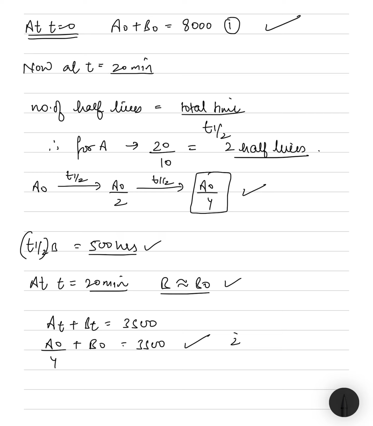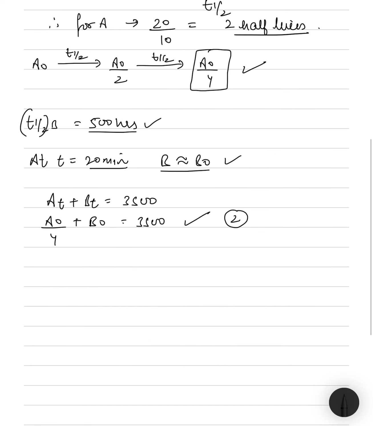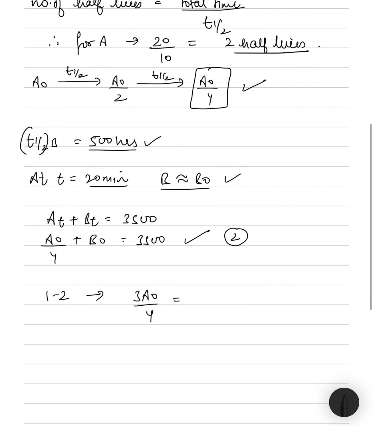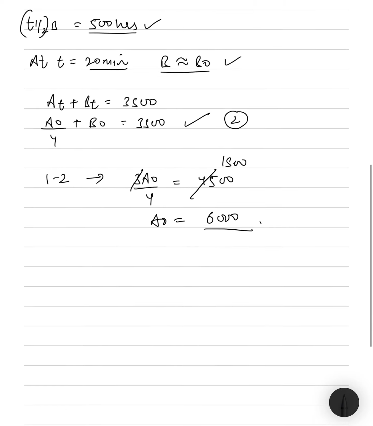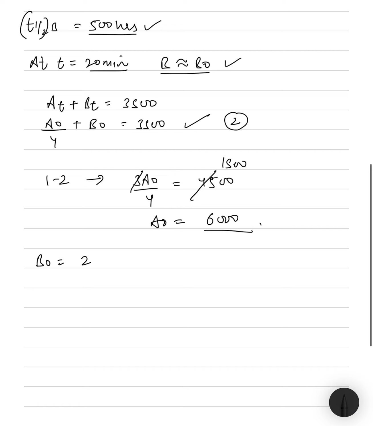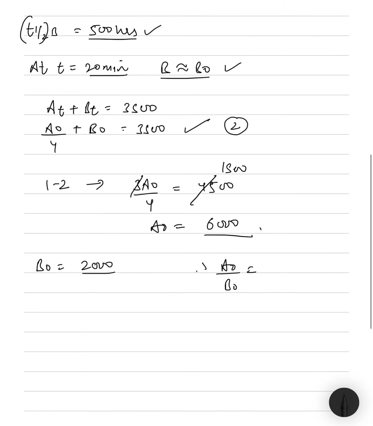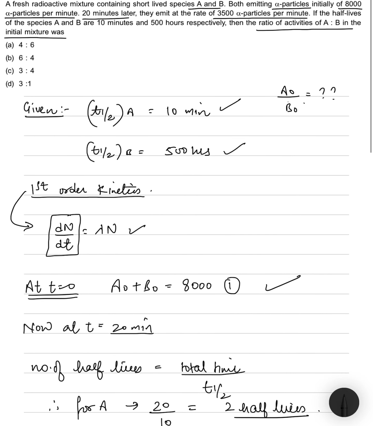So simultaneously solving these equations, equation 1 minus 2, we get 3 A naught by 4 equals 8,000 minus 3,500. How much do we get? We get 4,500. So 3 A naught by 4 equals 4,500, so A naught is equal to 6,000. And B naught we get is 2,000. Therefore, A naught upon B naught equals 6 by 2, which is equal to 3 upon 1, right? So the correct answer is option D.